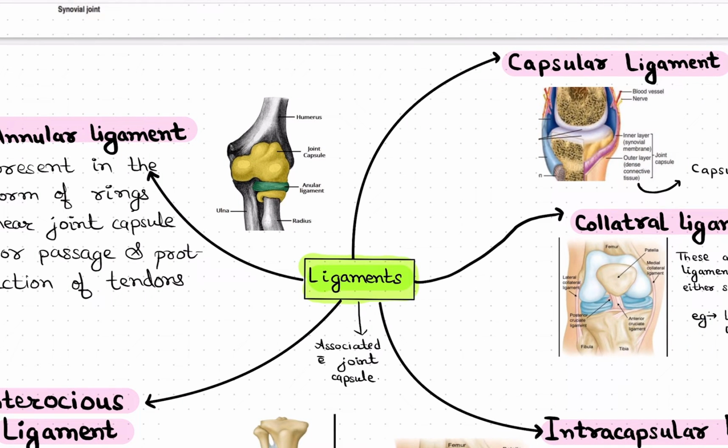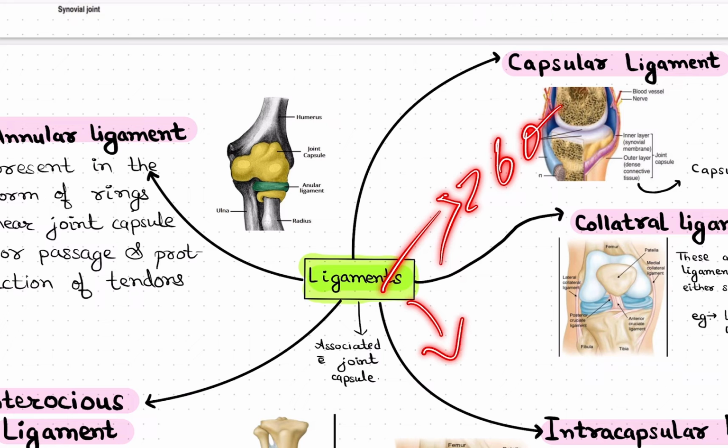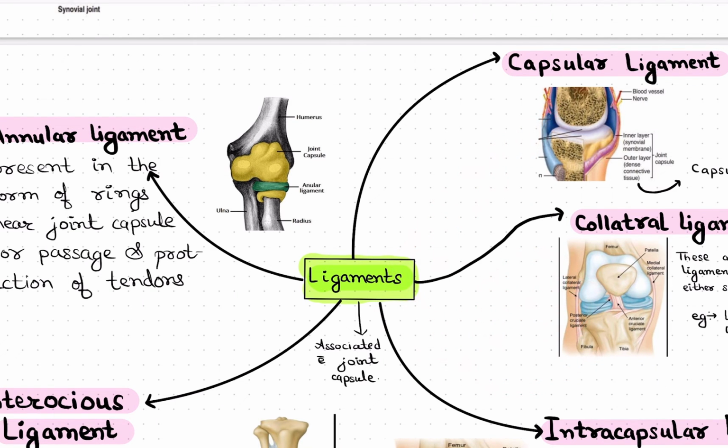Now what is this ligament? There are two terms, ligament and tendon. Ligament joins two bones and tendon joins a muscle with a bone. So this annular ligament is present in the form of rings near the joint capsule for passage and protection of tendons. This is a kind of ring and it is known as annular ligament.